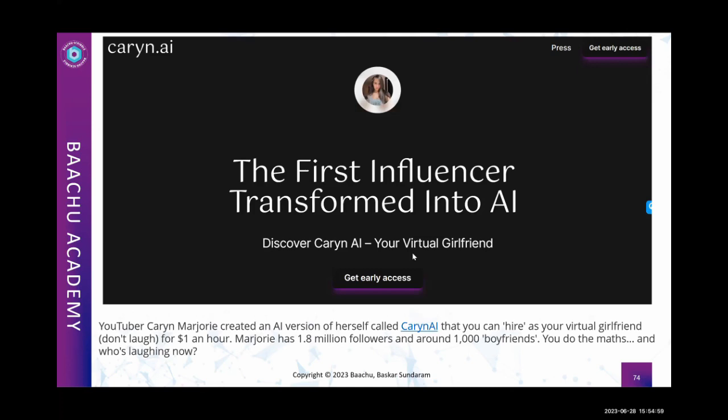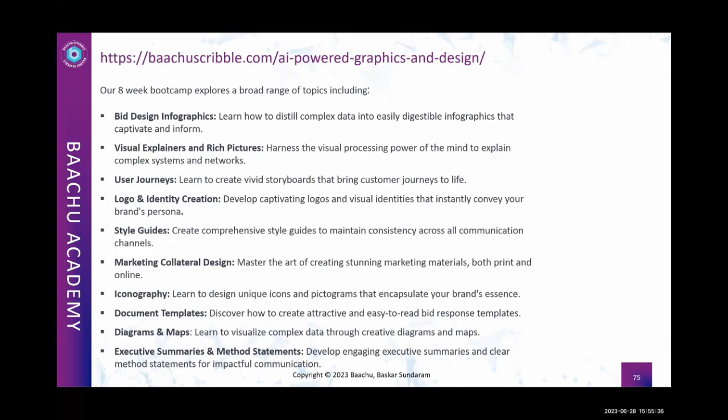Just for fun, I don't know whether you know this influencer. There is this lady called Karen Mayori, and she has created a virtual girlfriend bot. Supposedly, it's $1 for an hour, and she had nearly 1,000 boyfriends within an hour of launching. So the adoption of AI is going at every level. People will do whatever, but for you, at the very basic, try to help yourself.